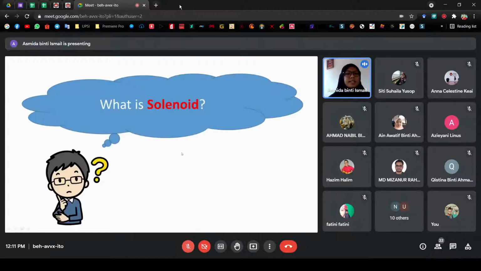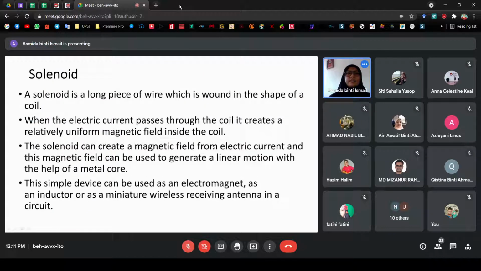Okay, and then this is the solenoid. Solenoid is a long coil made up of a number of turns of wire. A solenoid is a long piece of wire which is wound in the shape of a coil. When the electric current passes through the coil, it creates a relatively uniform magnetic field inside the coil. The solenoid can create a magnetic field from an electric current, and this magnetic field can be used to generate a linear motion with the help of the metal coil.